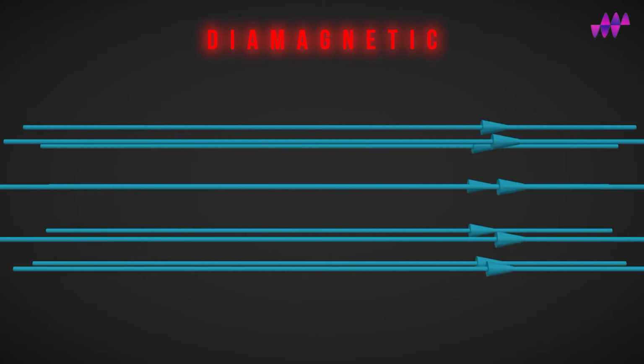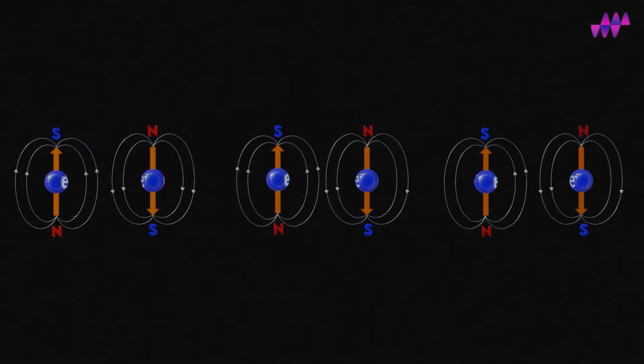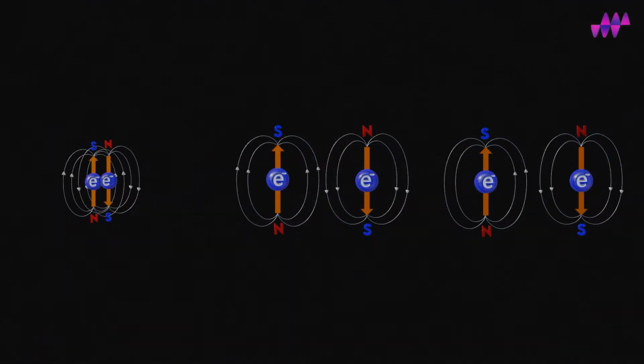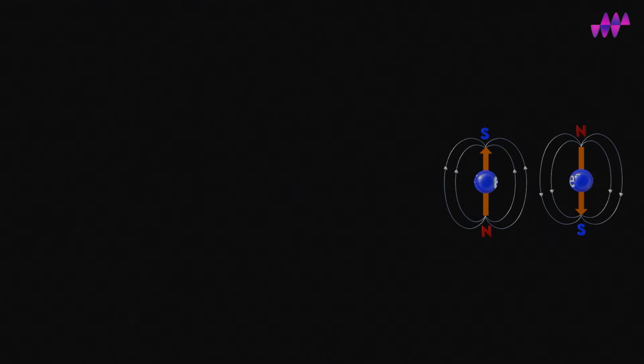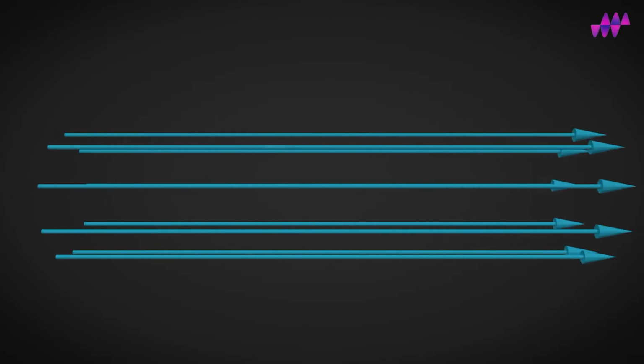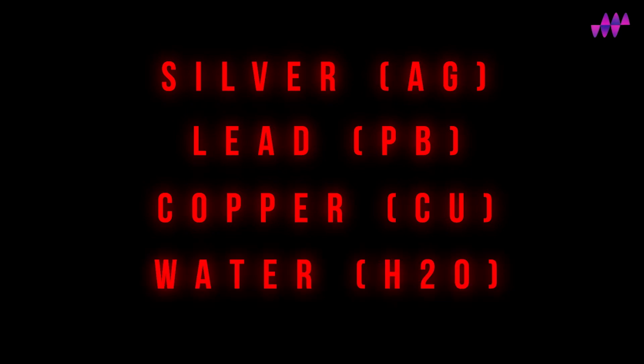Diamagnetic objects are materials which oppose the magnetic field direction and are weakly repelled by it. Diamagnetic substances have an equal number of electrons that spin in opposite directions, so their magnetic effect is cancelled out. These materials rarely get magnetized, and when the magnetization source is removed, their magnetization is lost. Silver, lead, copper, and water are examples of these materials.